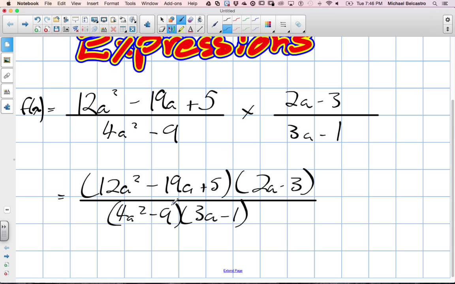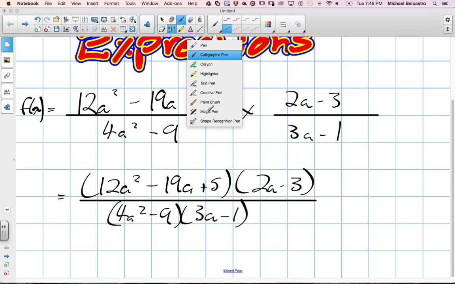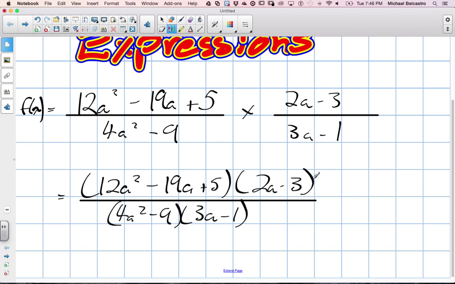Okay, so now we have to try to work on simplifying these ideas. The hope is that we're going to get sets of brackets that can cancel out, right? We don't quite have that yet. So what we're going to focus on is trying to factor or simplify some of the expressions themselves.